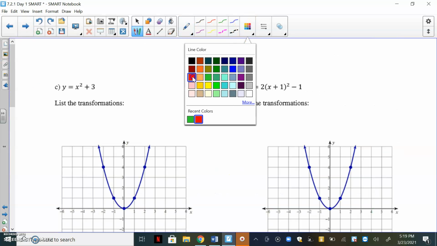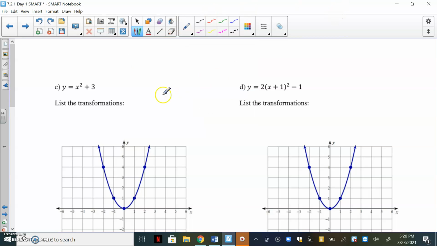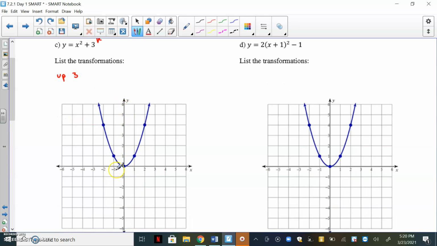So if my 3 is the k, that means I'm moving up 3. And unlike h, k does exactly what you would expect it to do. So plus does indicate up, minus does indicate down. So I'll take all of these points and simply scooch them up 3 boxes.